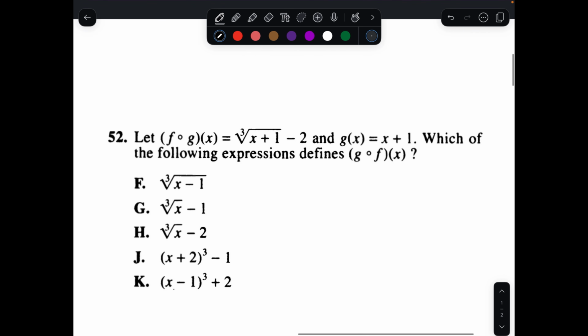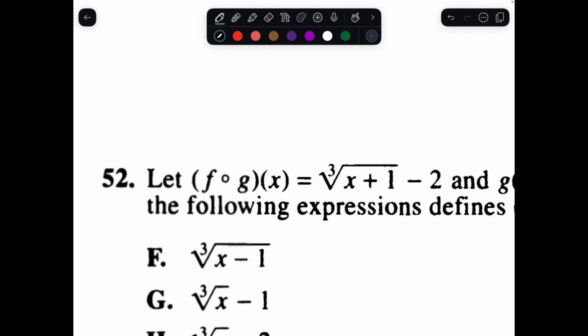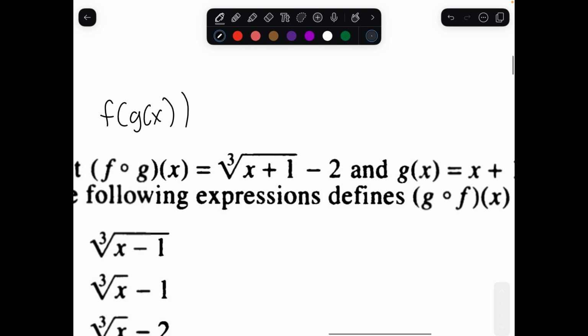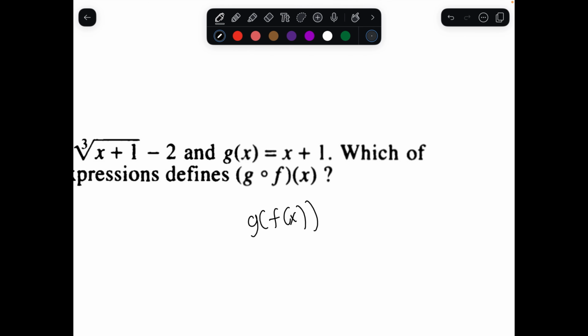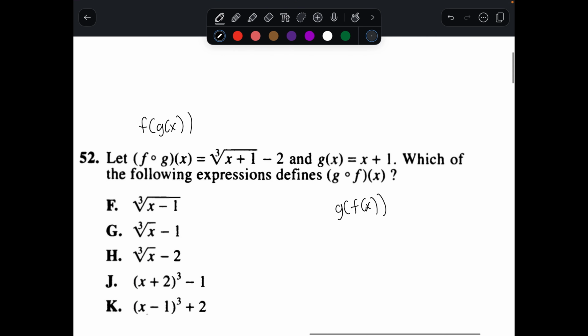On to question 52, which says, let f of g of x equal the cube root of x plus 1 minus 2, and let g of x equals x plus 1. Which of the following expressions defined g of f of x? So for this, first remember this notation just means f of g of x, and this notation means g of f of x. That's all the notation means.